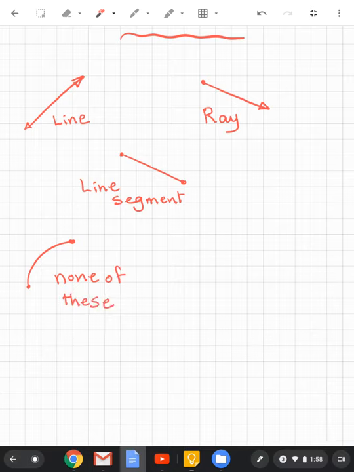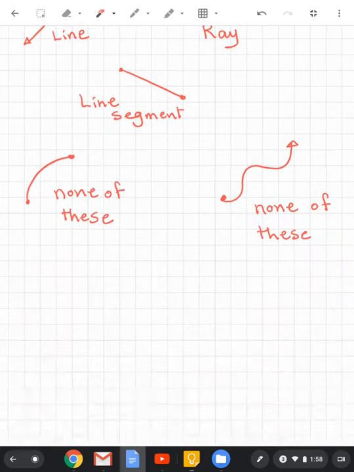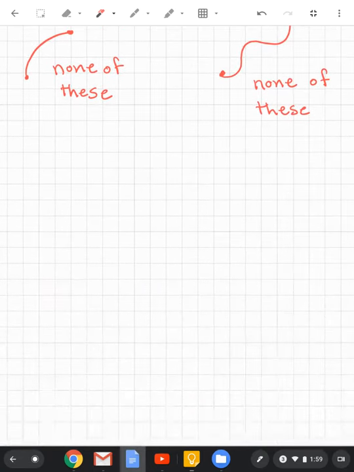Also, what if I have another shape like this? Also, this is none of these types. So if it's not a straight line or a straight line segment or a straight ray, we cannot name it as a ray or line or line segment. So we know now the types of lines.